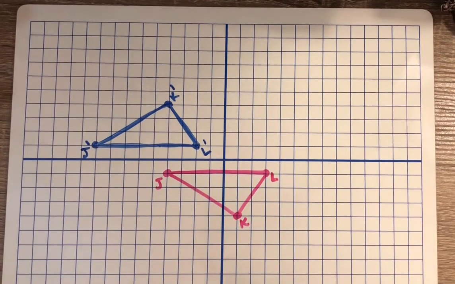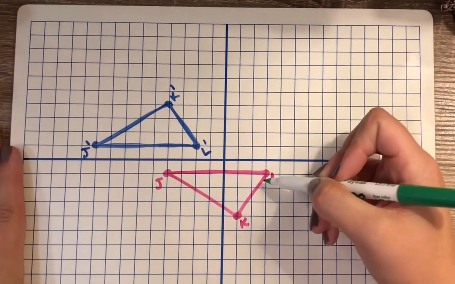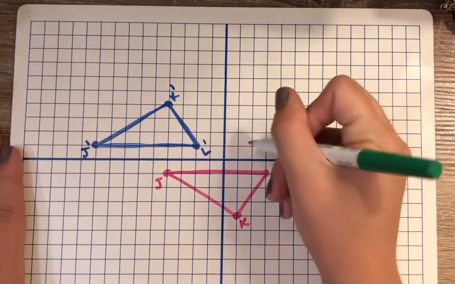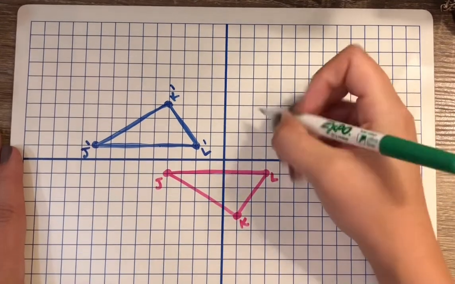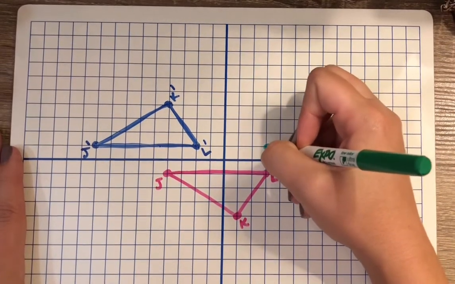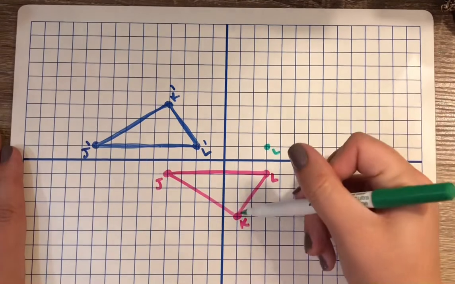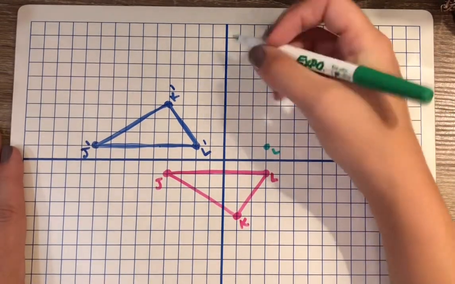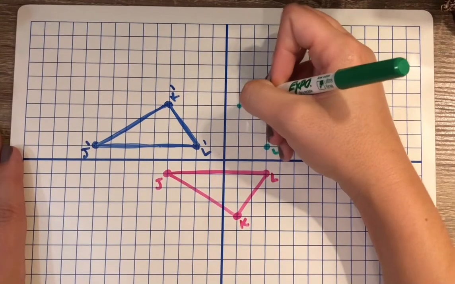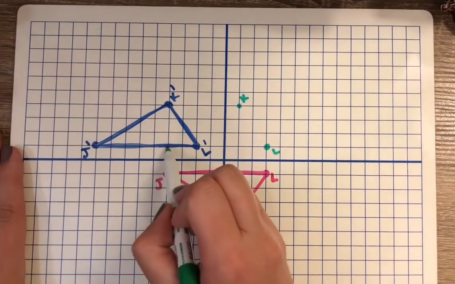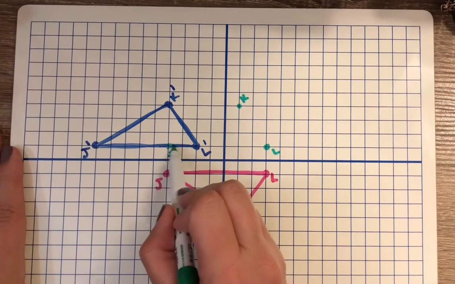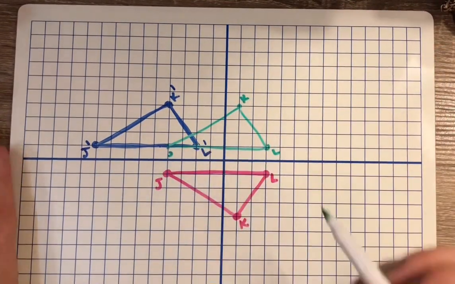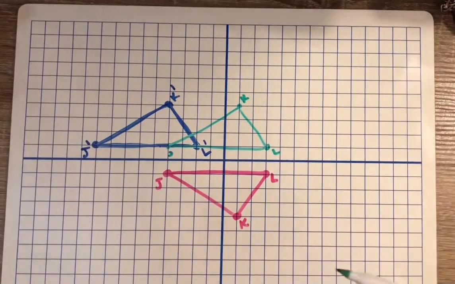So one way I could describe this is first as a reflection over the x-axis. I'm just going to draw in lightly in green what that would look like. So that would put L here. K was 4 below the x-axis, so it would be 4 above. J is 1 below, so it would be 1 above. So this is what that first part of my transformation would be, just the reflection.